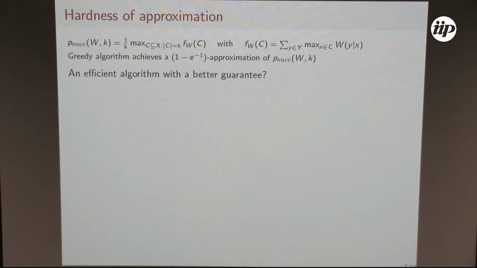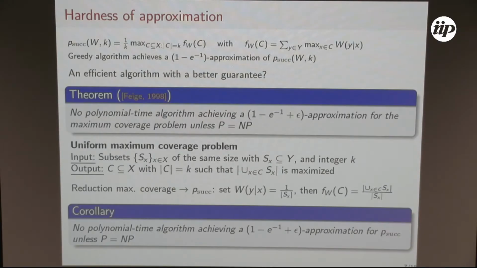So this is nice. Now we can start asking, is this 1 minus 1 over e something special, or can we improve it to get something even closer to 1? And it turns out that no, we cannot do that.